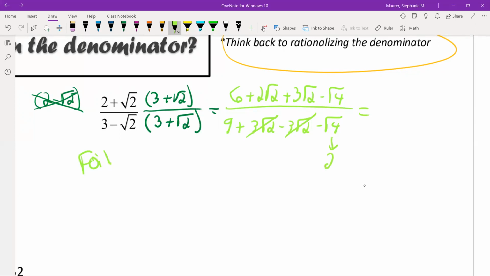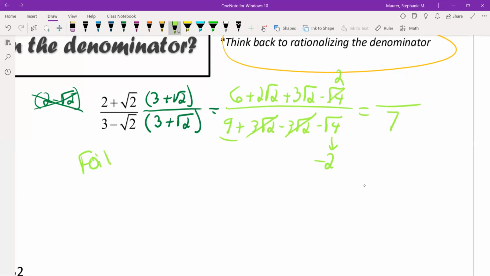Doing some simplifying, the 3 square root of 2 and the negative 3 square root of 2 cancel out. This 4 is actually going to become a 2. So I have 9 minus 2 gives me 7 on the denominator, which is beautiful. That is a beautiful whole number. It's simple, there are no radicals. It's perfect in every way, shape, and form.